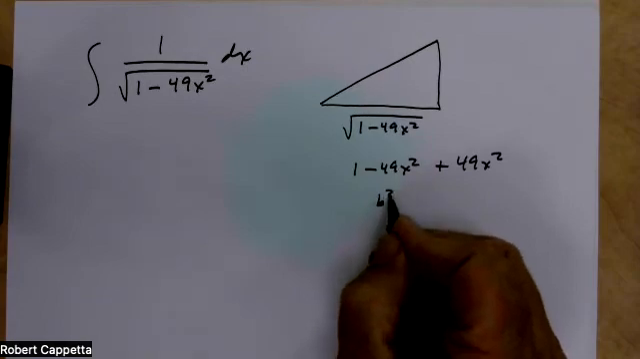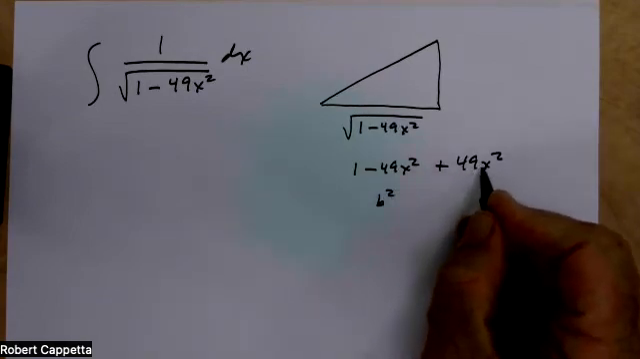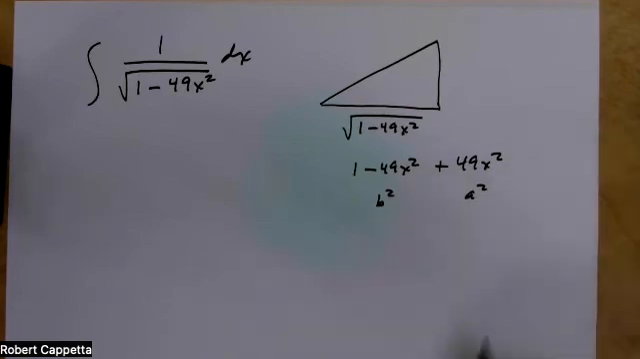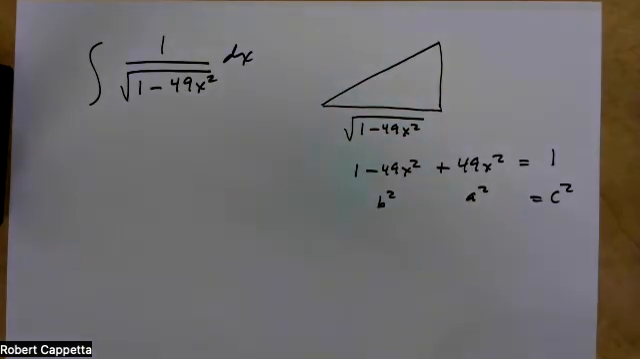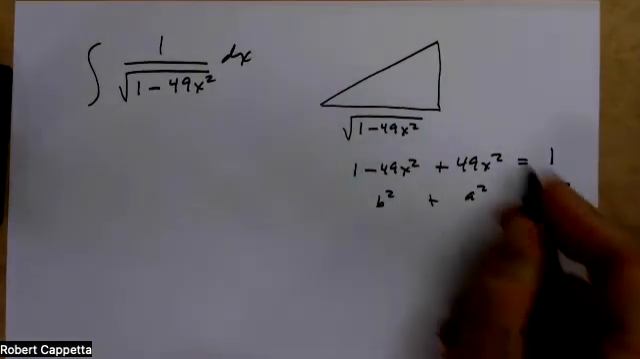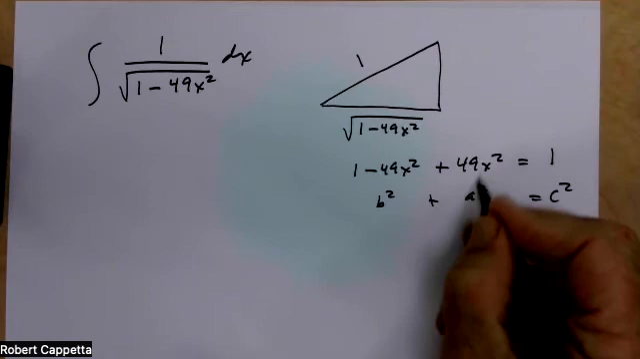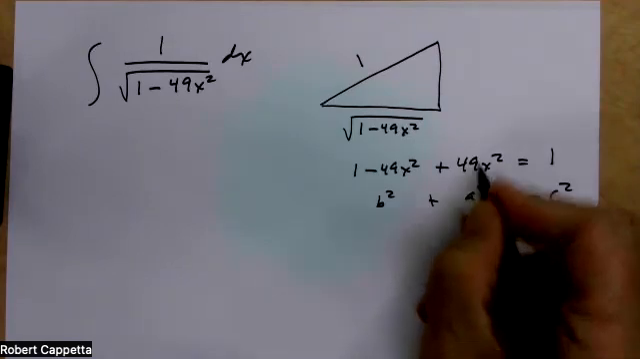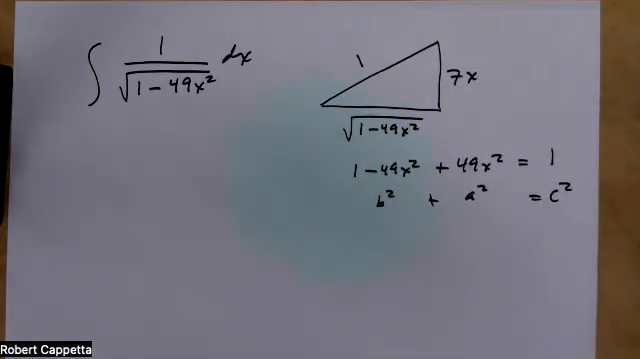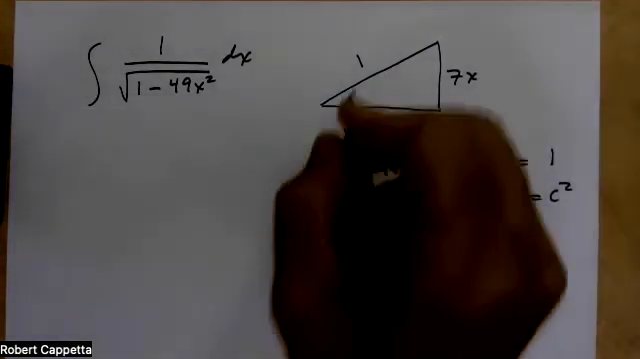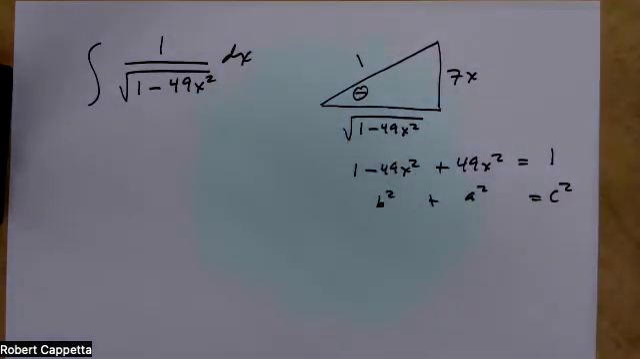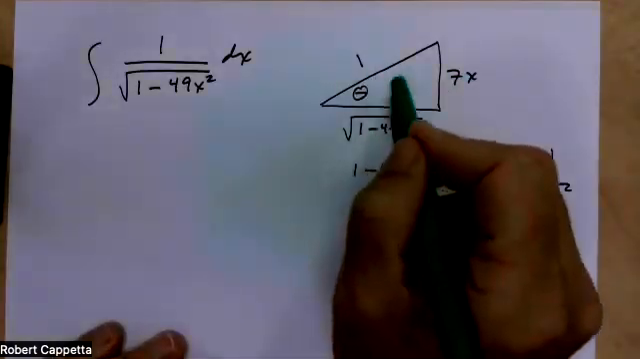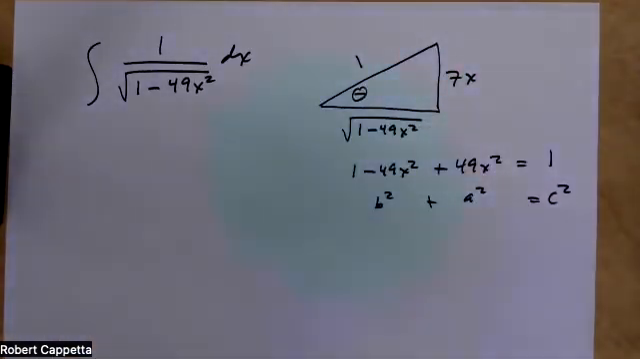This is the b squared part. Plus, I want the other piece to be 49x squared. That'll be the a squared part, which will give me a total of 1. That will be the c squared part. So if c squared is 1, that would make c equal to 1. If a squared is 49x squared, that makes a equal to what? Equal to 7x. So now we have our theta here, and we can go ahead and do our analysis. So looking at our picture, sine of theta, opposite over hypotenuse, is 7x over 1.